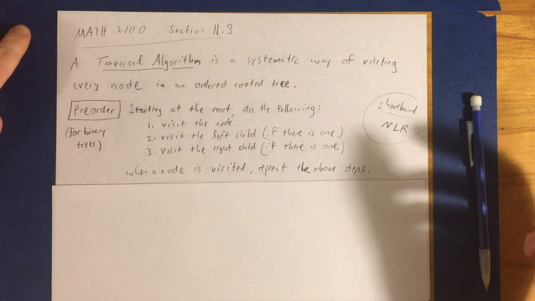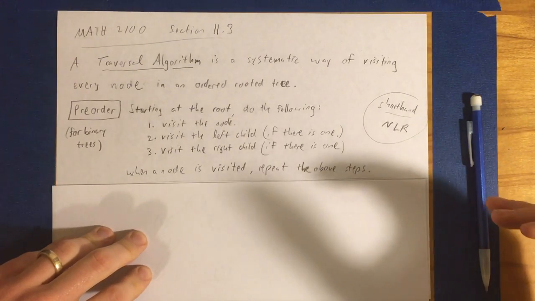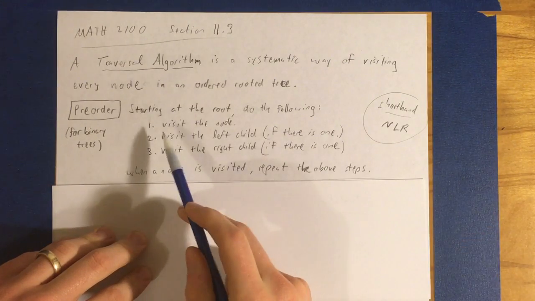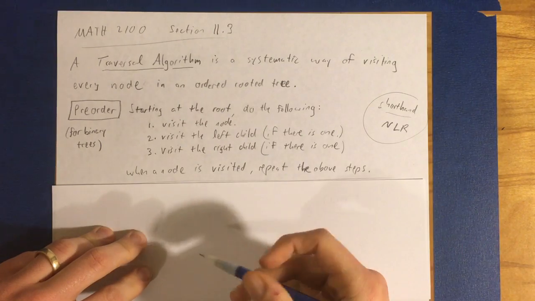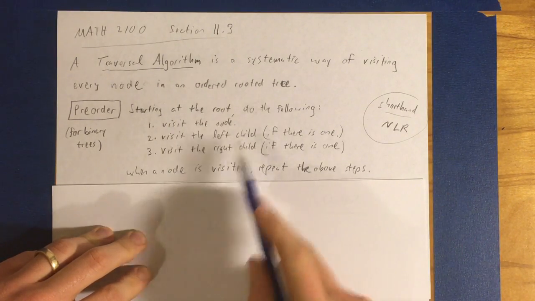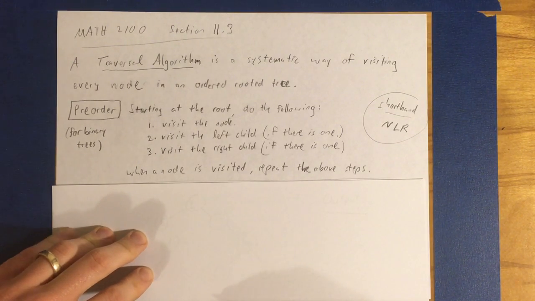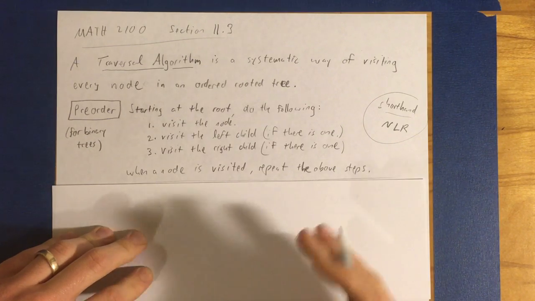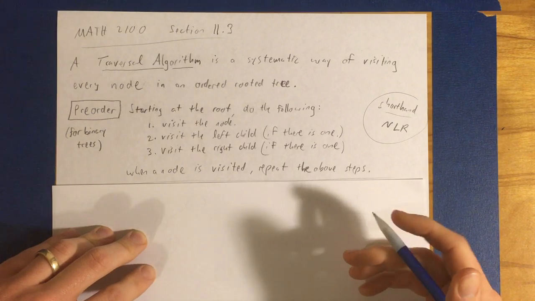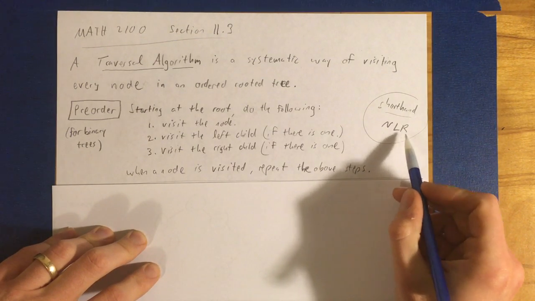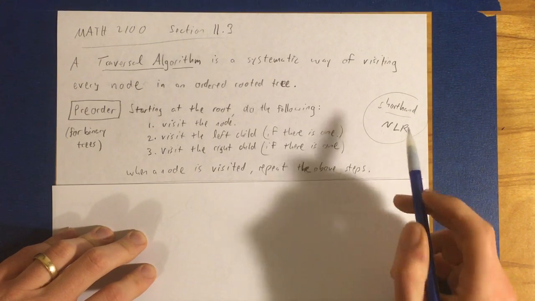So for pre-order, here's what we're going to do. Whenever we visit a node, we're going to do the following. First, visit the node itself. For us, that's just going to be printing the value of that node. Then second, visit the left child, if there is one. And third, visit the right child, if there is one. We'll start with the root, and whenever a node is visited, repeat these three steps. The shorthand I'm going to use for this is NLR: do the node first, then the left child, and then the right child.